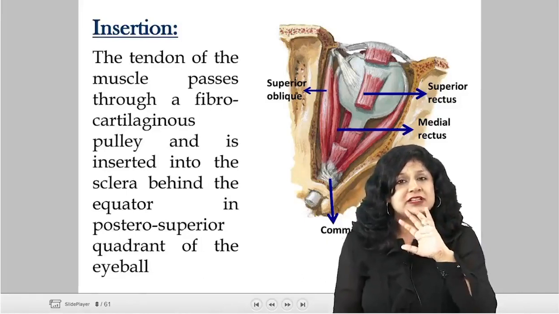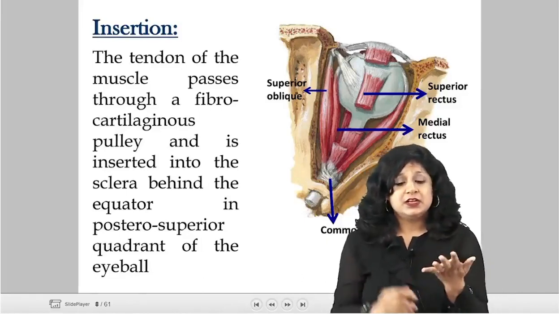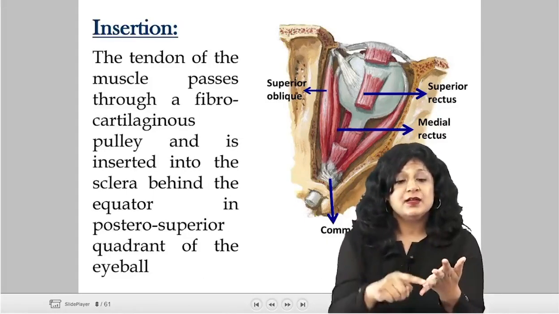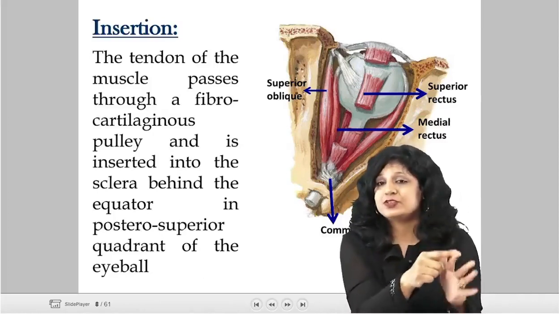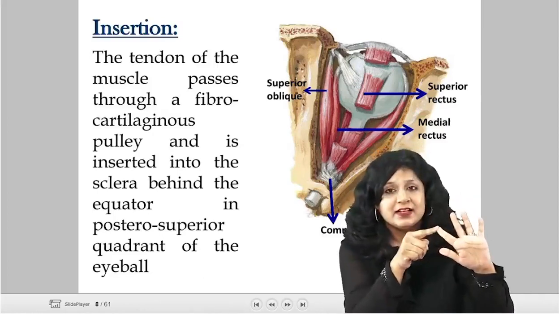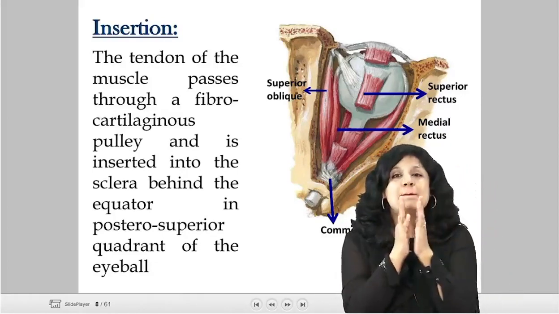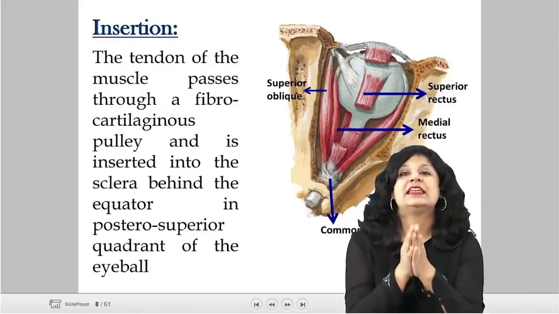So I think now this is very, very clear. All right, very, very clear. They are tilted muscles at a very large angle, medial to the axis. They will take the eye in the opposite direction, and they will do maximum elevation and depression in the adducted eye.